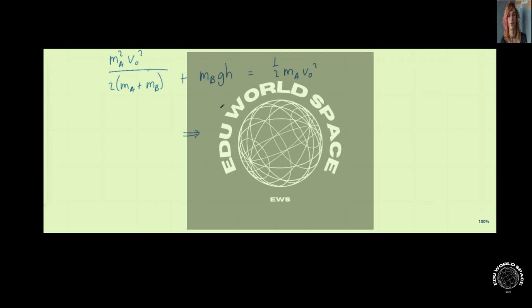And if we rearrange and do some mathematics, we get that the maximum elevation reached by the ball h is equal to ma over ma plus mb multiplied by v naught squared over 2 times g. And that's the maximum elevation achieved by the ball.